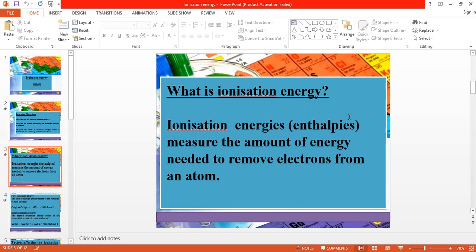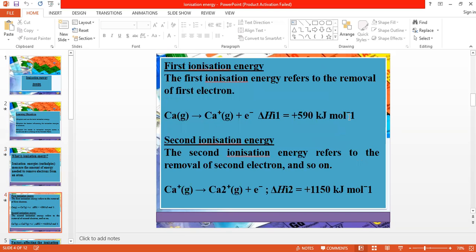So how will we remove it? See here, Na will become +1. Why do I write +1? Because we removed one electron, that's why. You can see this one. They took here the example of calcium. So first, what is first ionization energy? When you remove the first electron. Second ionization energy is when you remove the second electron.